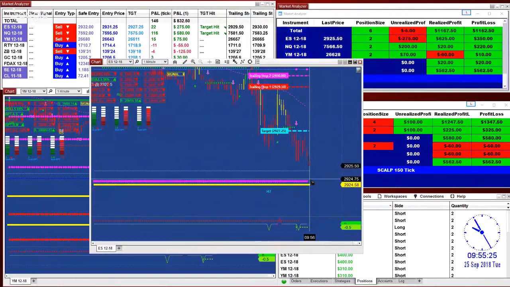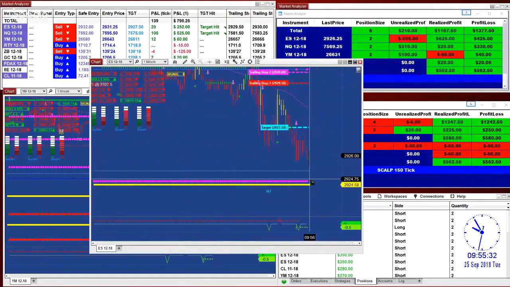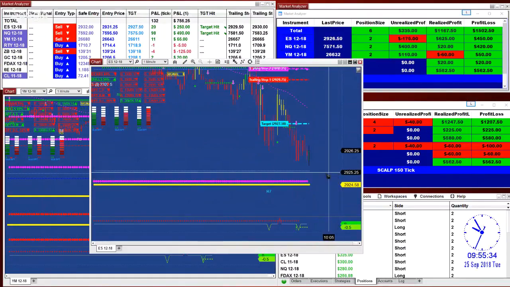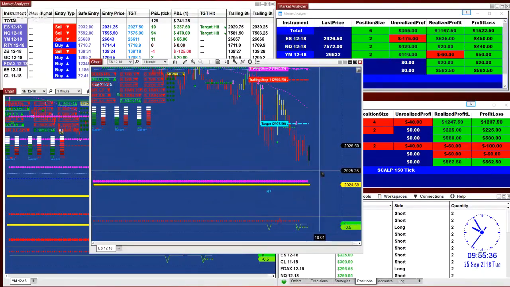But if you're trying to see where you need to exit on that trade, you should be reconsidering taking the ES out. You have two options on those numbers. The first one is 2925.25, 25. Take one tick above that.